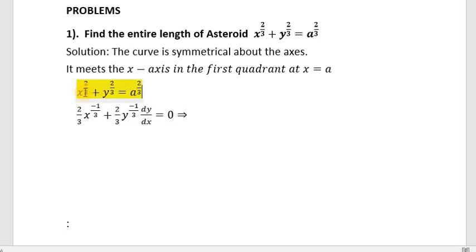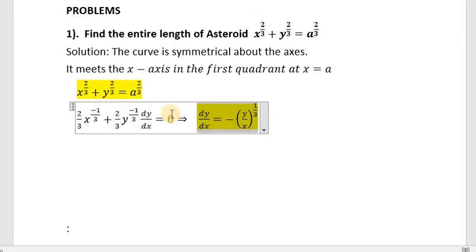So the derivative of x to the power of 2/3 with respect to x is 2/3 into x to the power of minus 1/3 plus 2/3 into y to the power of minus 1/3 dy/dx. Now let us equate this to dy/dx and simplify. So dy/dx is equal to minus (y/x) whole to the power of 1/3.